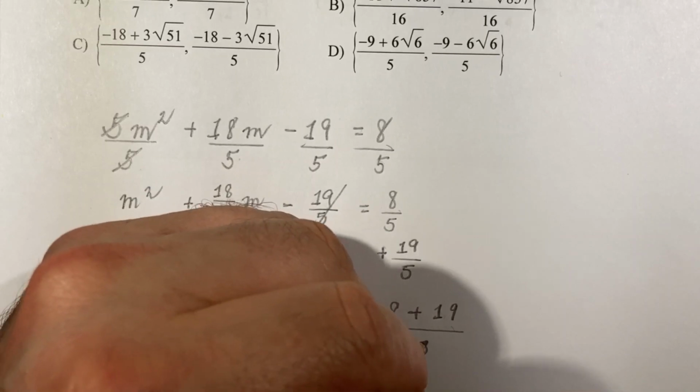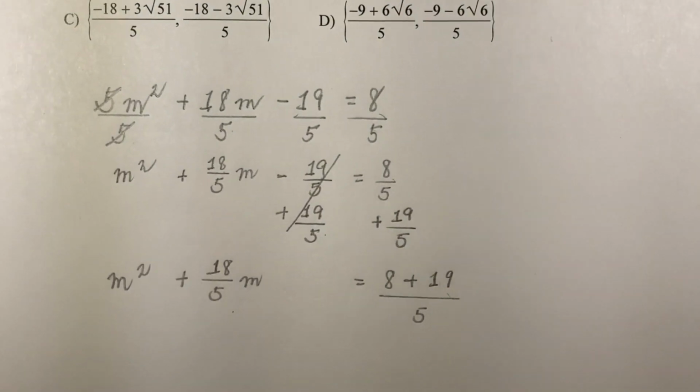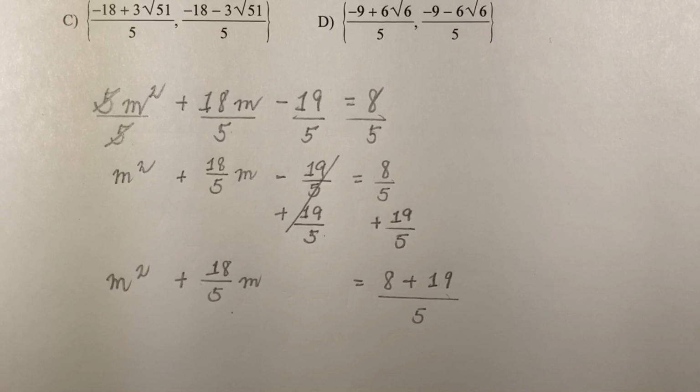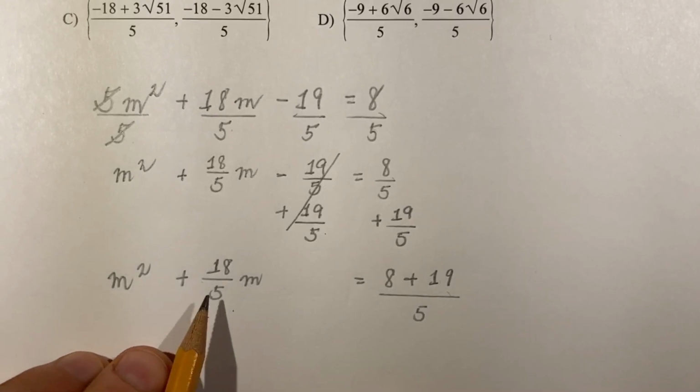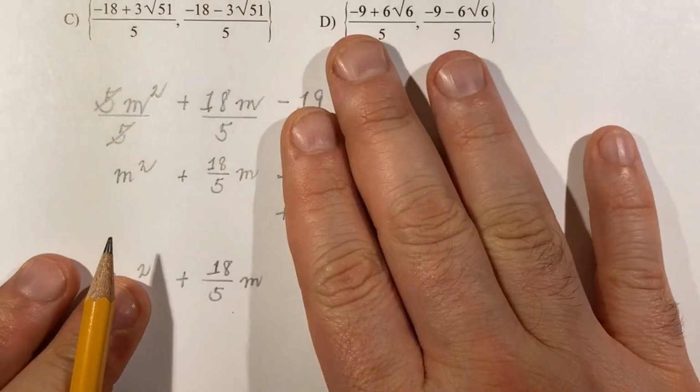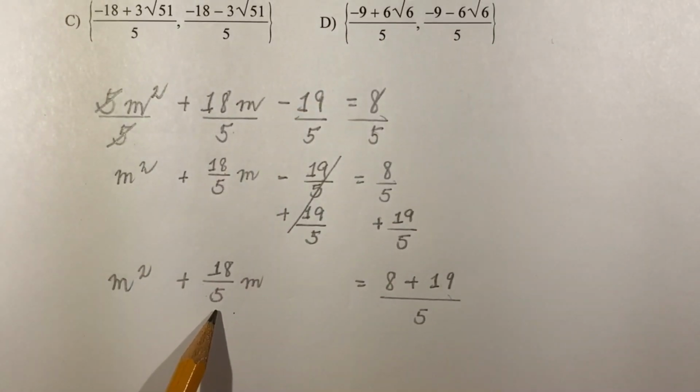See, we can write it this way because they have common denominators, 5 and 5. So we can write 8 plus 19 over 5, just like that. Well, 8 plus 19 is 27, so we'll get to that in a second. But now we have to take half the middle coefficient. So in this case, the middle coefficient is 18 over 5.